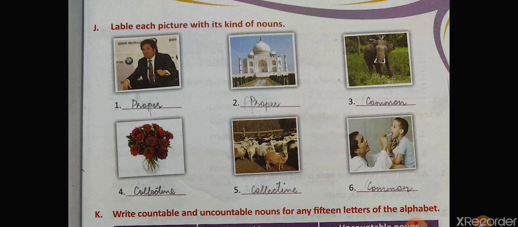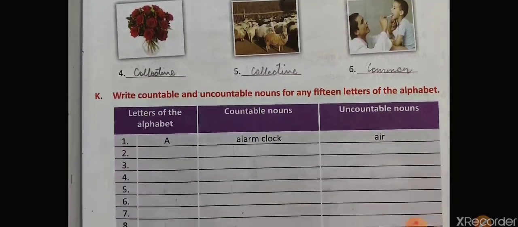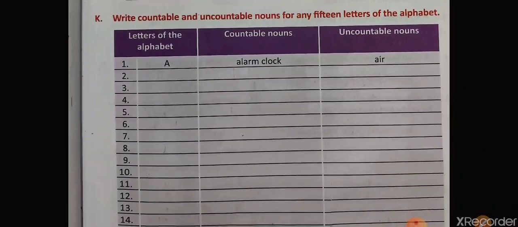Write countable and uncountable nouns for any 15 letters of the alphabet. So this will be your homework. You have to write 15 alphabets, and then you have to write countable and uncountable nouns.